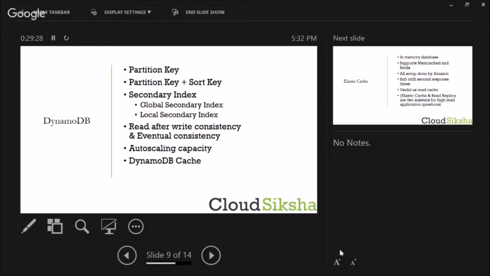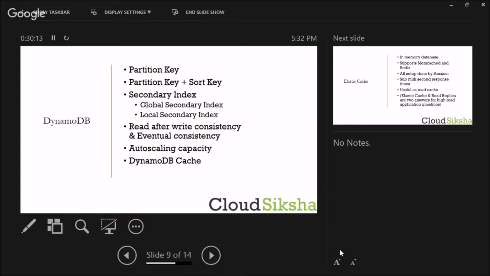Now, read after write consistency. If you are asking for, let's say, 100 reads per second for read after write consistency, with the same capacity you could actually do 200 reads of eventual consistency. So they are like 1:2. You can say that you could do 200 eventually consistent reads per second, or you can do 100 strongly consistent reads per second. So when you are doing the sizing, you have to take this into account.